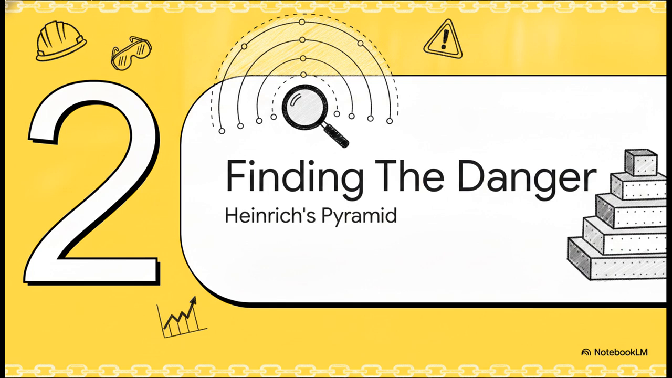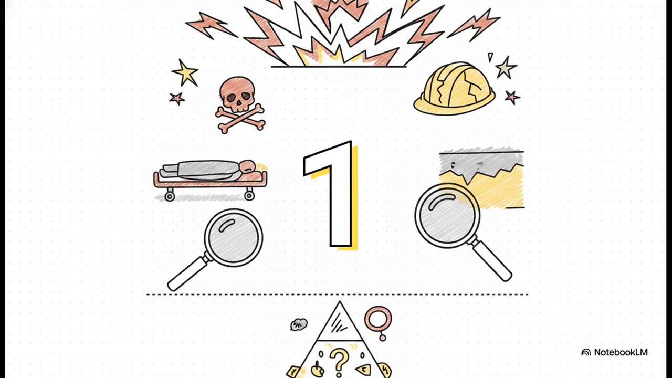To spot these vulnerabilities before they blow up, we need our first tool. Think of this as your radar. It actually comes from Herbert Heinrich's 1931 insurance studies, and honestly, it's still a total game changer for proactive safety. At the very top of Heinrich's pyramid is the number 1. This represents that single, severe incident, the one resulting in death or permanent disability. It's the tragic outcome everyone naturally focuses on, the one that makes the headlines and triggers those massive audits.